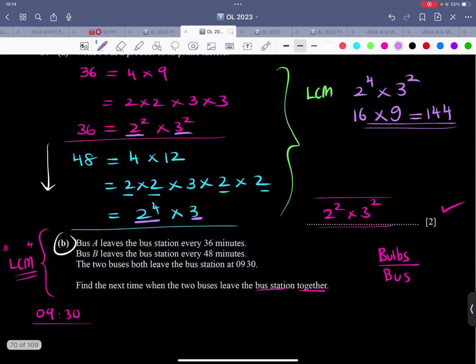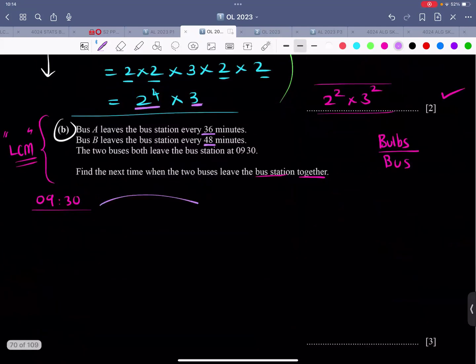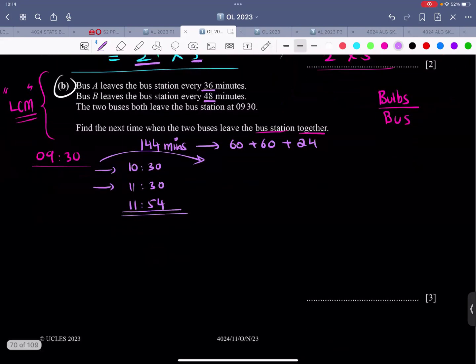Now over here, this is 36 minutes and this is 48 minutes. The LCM is 144. That means after 144 minutes, they will be at the bus station again. And I'll explain it in a different way also. 9:30 to 10:30, that's 1 hour. So 144 minutes is basically 60 plus 60, that is 120, plus 24. So 9:30 to 10:30, 10:30 to 11:30, and then 11:54. That is the answer over here. So I can comfortably write 11:54.